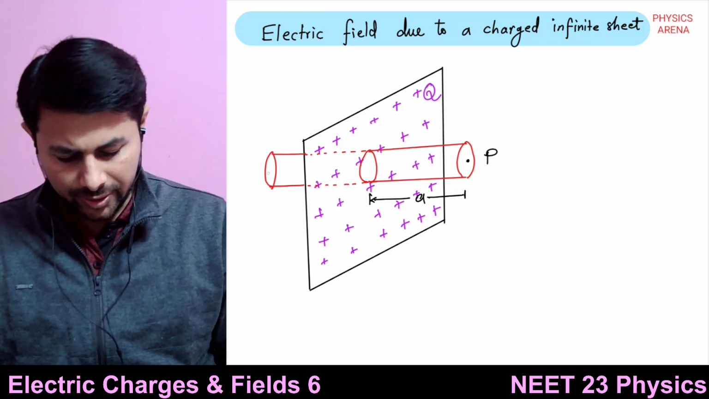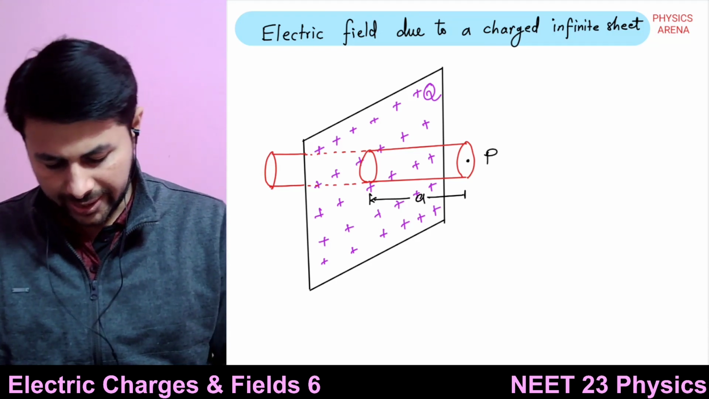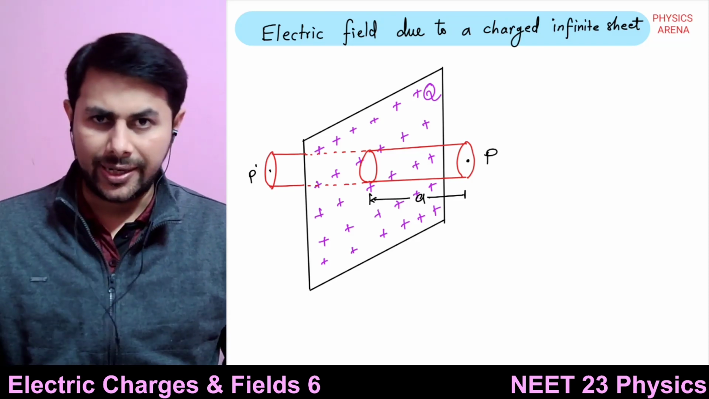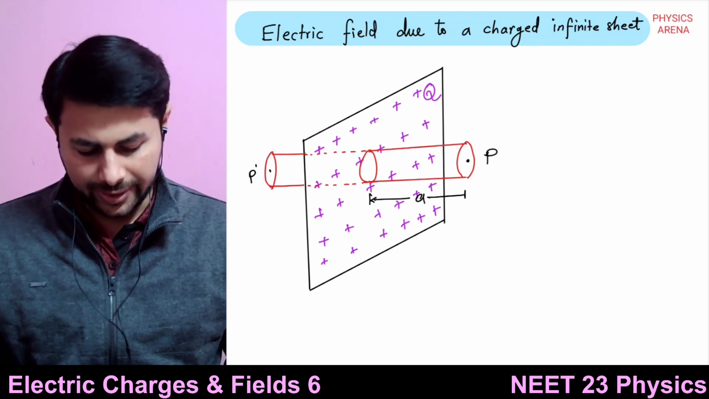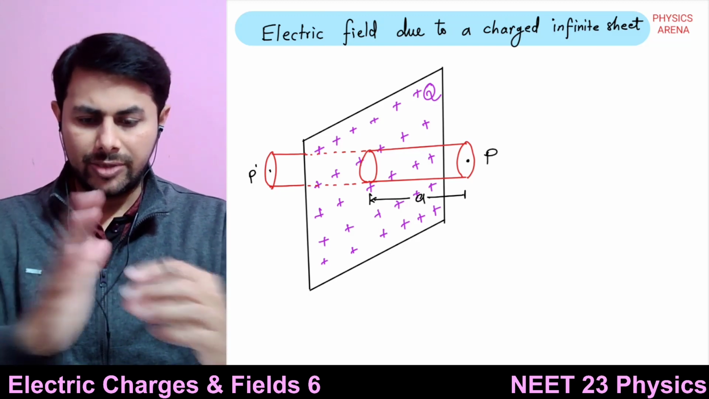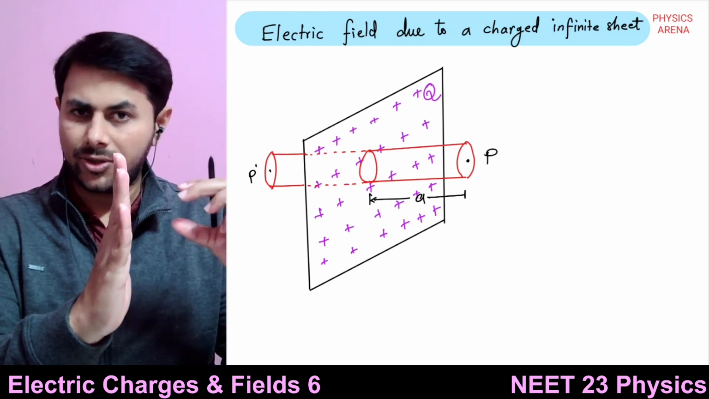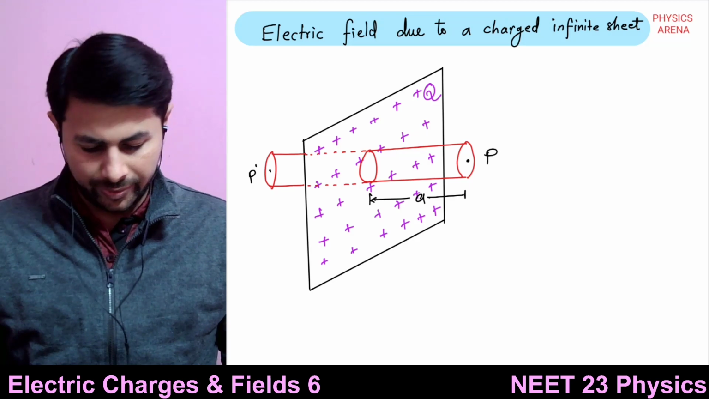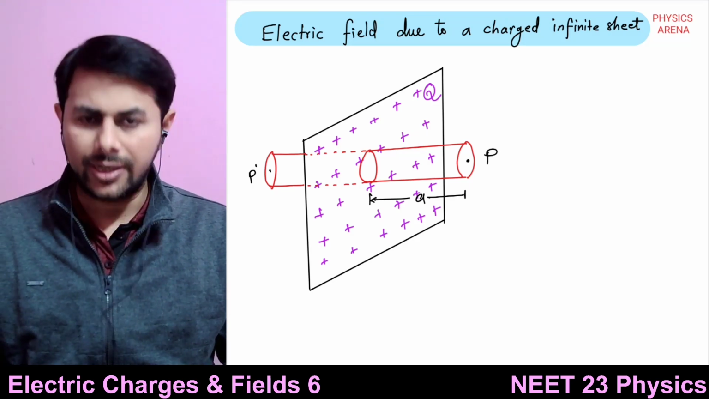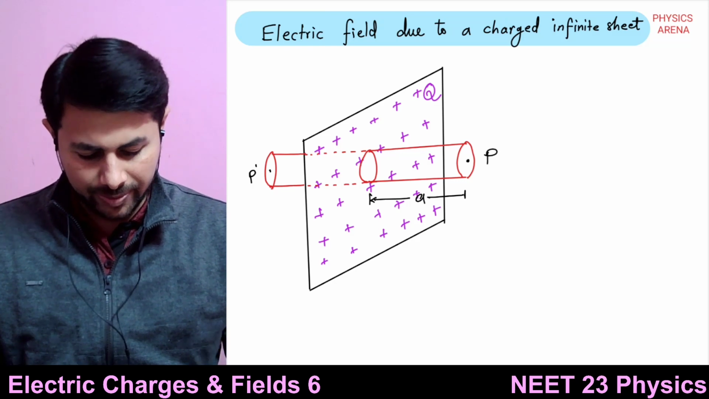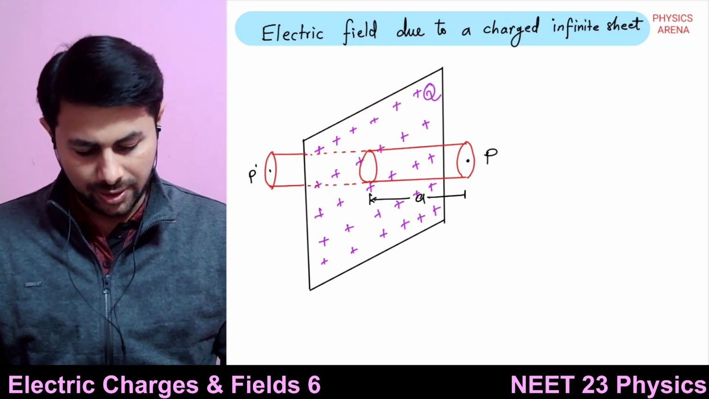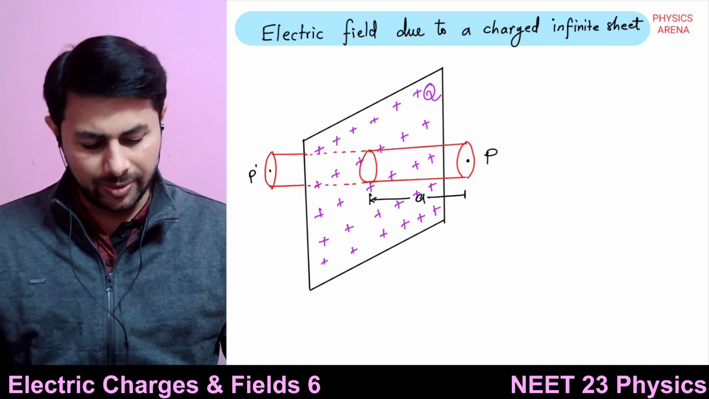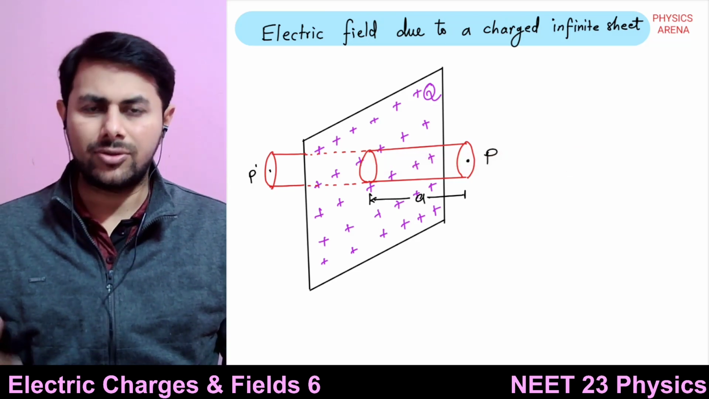Then you take another point, let's call it P dash, which is on the other side of the sheet. And you draw a Gaussian cylinder which passes through the sheet. Half of the Gaussian cylinder is on this side, the remaining half is on the other side, right? Now we want to find out the electric field due to this charged plane sheet at point P. Once again, we can imagine this. The electric field will be directed like this, perpendicular to the plane of the sheet.